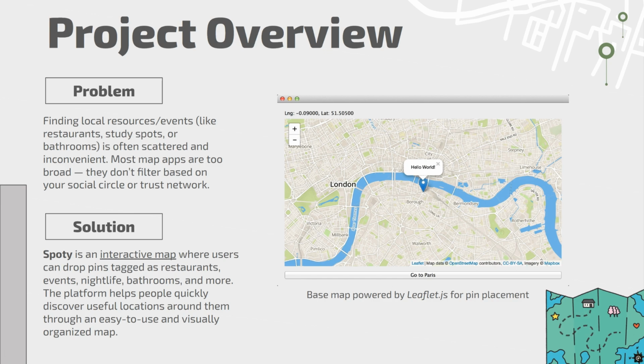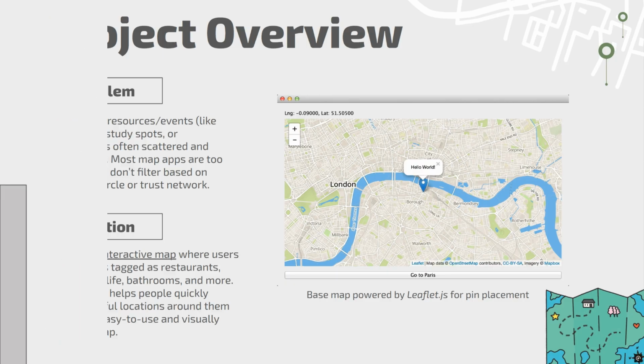Okay, so what is the problem Spoty is trying to solve? Finding reliable local spots like study areas, bathrooms, restaurants, or small events is more difficult than it should be. Existing map apps are too broad and they don't show what's relevant to your immediate circle. Our solution is Spoty, a map where you can drop pins, categorize them, and share them with friends. The idea is to create a trusted, community driven way of discovering meaningful places around you.